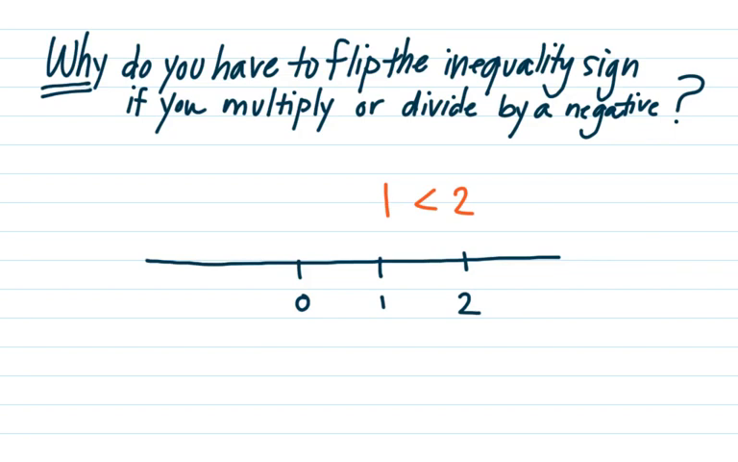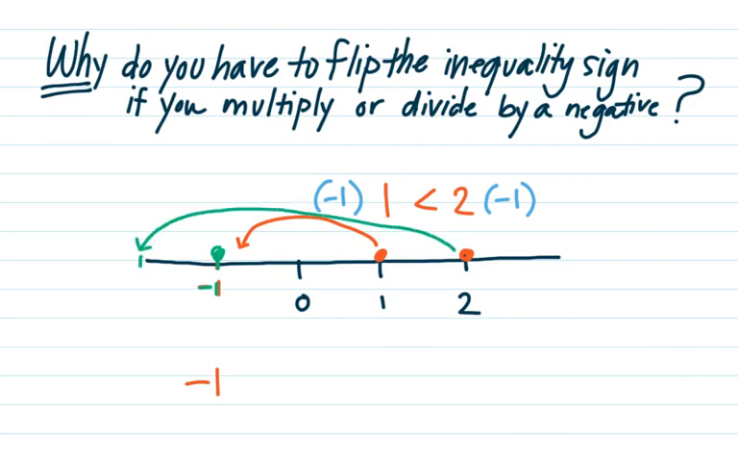Now what would happen if we multiplied both of those by a negative number, like negative 1 on both sides? What happens is, imagine here's the 1, here's the 2. What's negative 1 times 1? It's just negative 1. So this number is actually moving way over here to negative 1. Let's use different colors. Okay. And negative 1 times 2, this number is moving way over here to negative 2. Okay, so now look what happened.